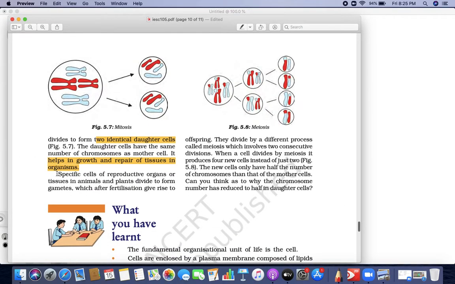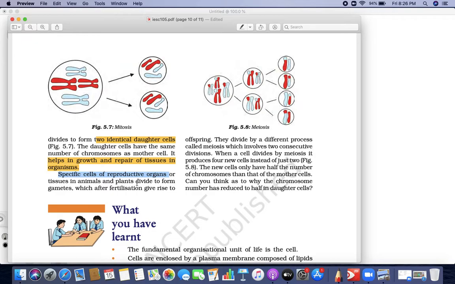Now see, specific cells of reproductive organs or tissues in animals and plants divide to form gametes, like the male reproductive organ produces sperm and the female produces ovum. So we are talking about those cells. Sperm and ovum are also cells. I'm just giving you an example, a part of the question, so that you can easily understand.